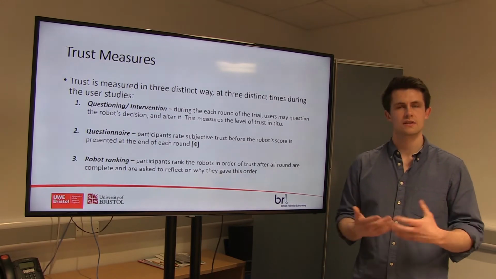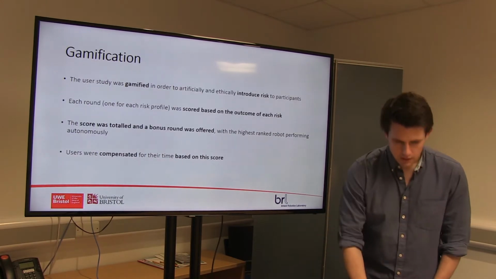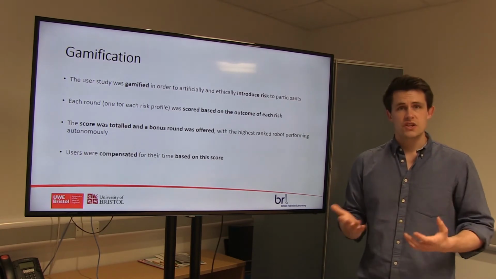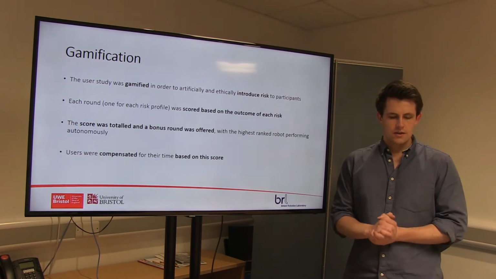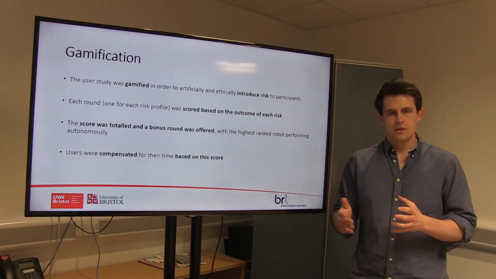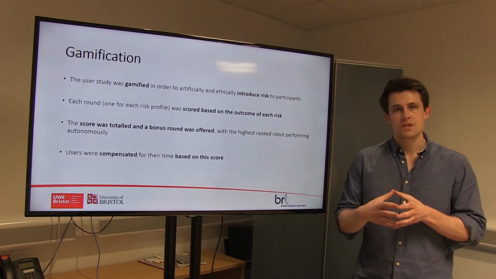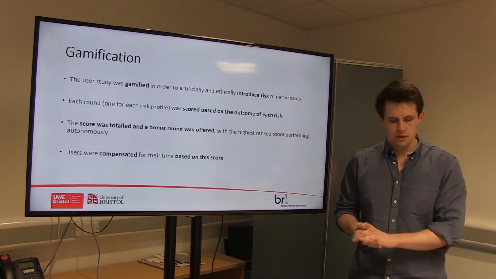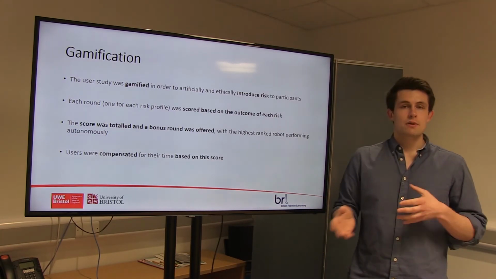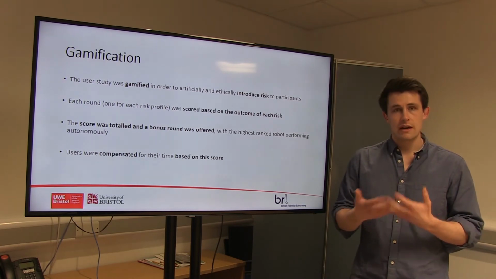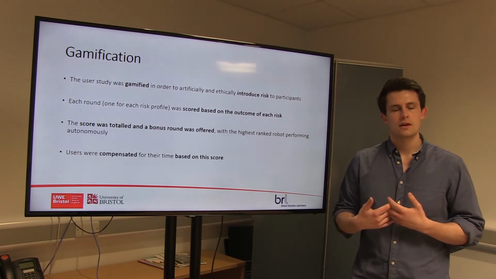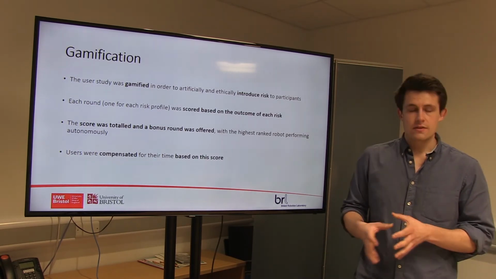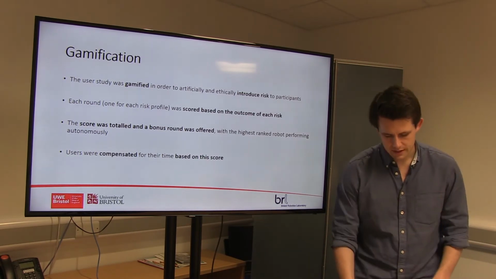An important note is that we decided to gamify the study so that we could artificially introduce risk to participants. So in each round, the score from each of the choices was totaled, and then after all 4 rounds, those were tallied up. Users could then partake in a bonus round where the first ranked robot in order of trust would act autonomously, and that bonus round score was added on too. And then the users were compensated based on their time.